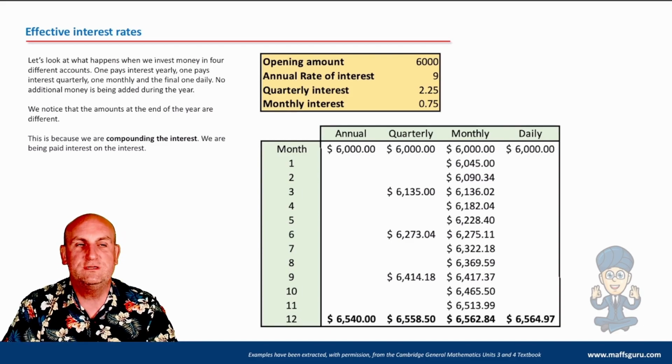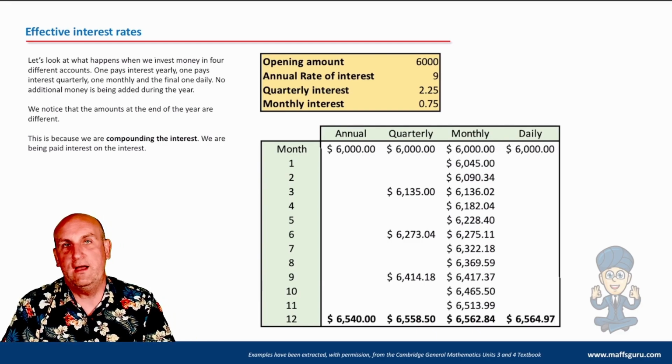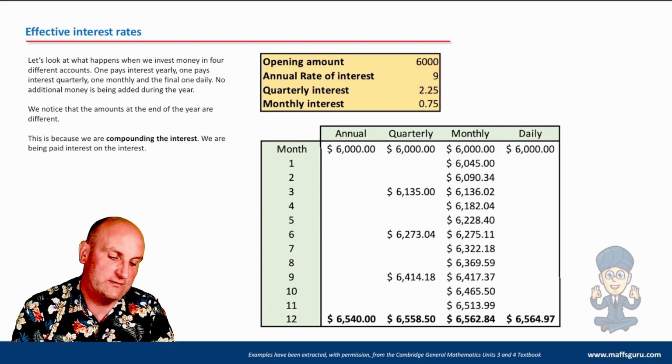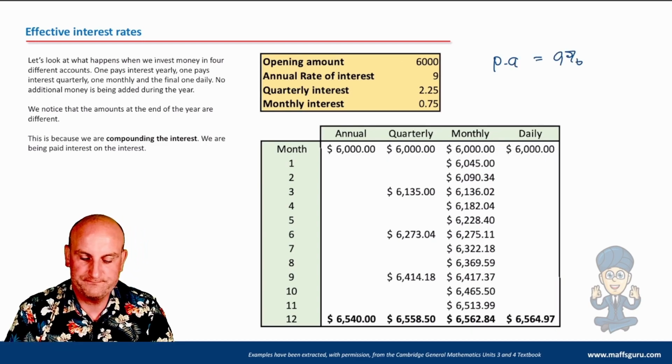So what I want you to do is imagine that I've basically walked into 4 different banks with $6,000. I wish I had $6,000. Anyway, what I have found in all of these banks is that my annual rate of interest is 9%. So that's my PA interest. My per annum is equal to 9%.